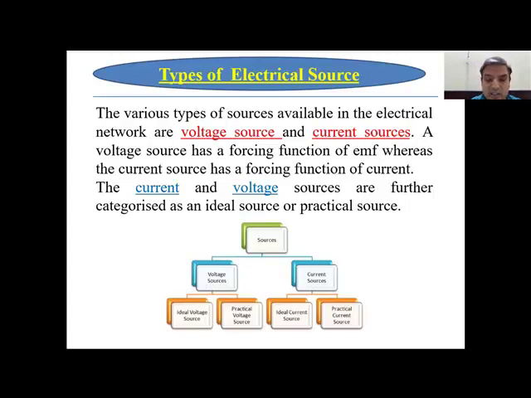Again, you can see the chart as shown in the slide that these voltage source and current source are characterized in two categories: ideal voltage source and practical voltage source. Similarly for current, ideal current source and practical current source. So basically what is the voltage source? A voltage source has the functionality of forcing the EMF, electromotive force, whereas the current source has the functionality of forcing the current. In the diagram, it is shown very clearly how we are characterizing the different types of sources in the form of ideal and practical.